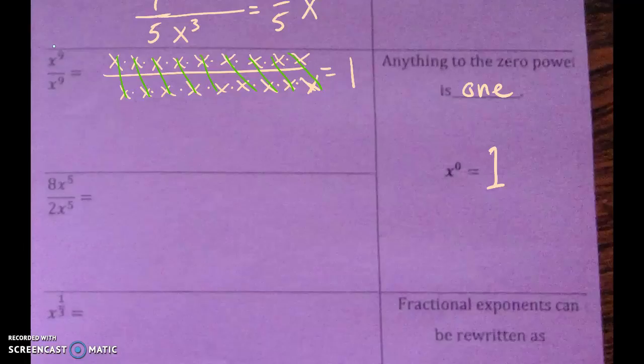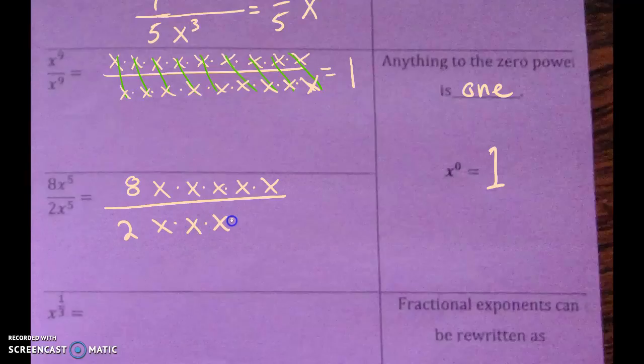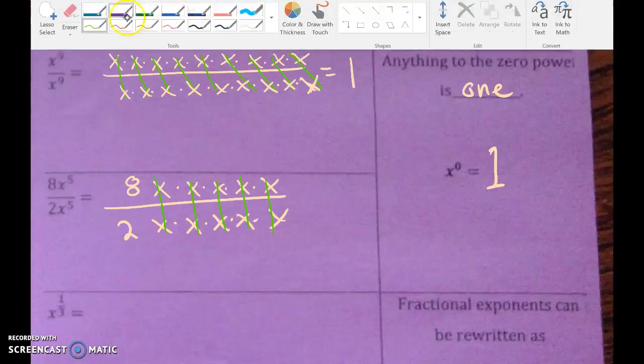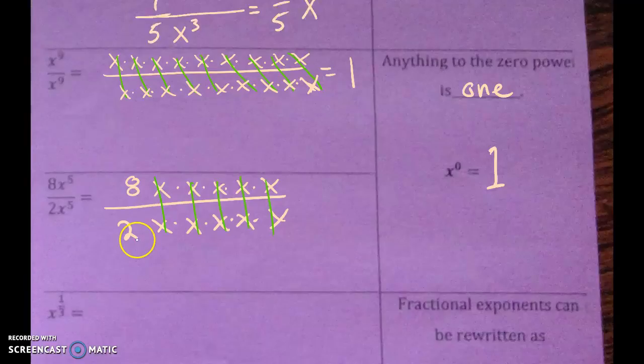And we get 1. If we write this out with another example with coefficients, we have 8 over 2, with 1, 2, 3, 4, 5 on top and 1, 2, 3, 4, 5 on the bottom. Same thing over here where all of these cancel, and we're just left with 8 over 2 times 1. Well, 8 divided by 2 is 4, so we're just left with 4.